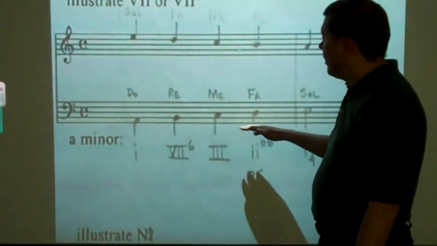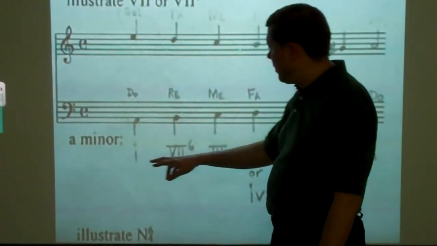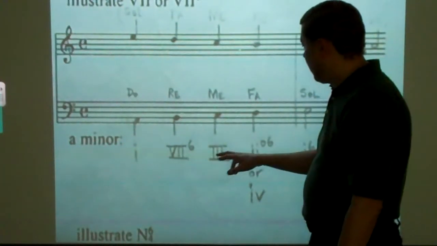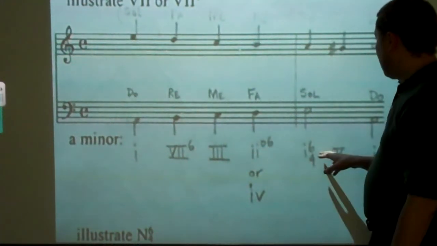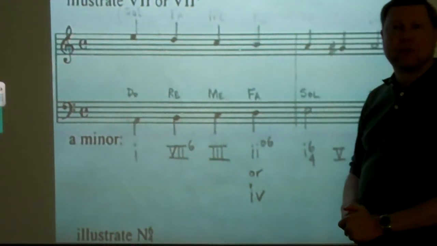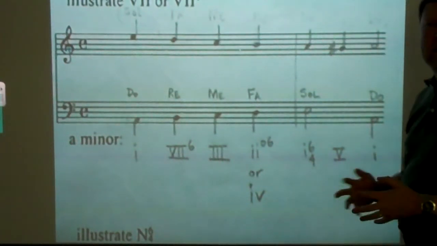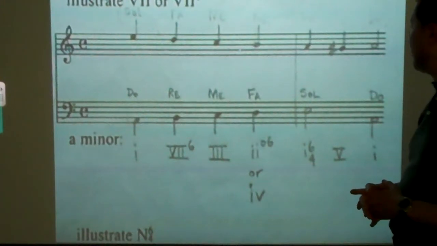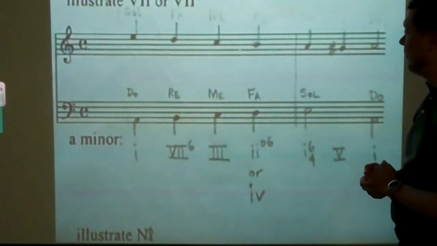With an ascending bass line, I can use the Roman numerals 1, 7, 6, 3, again 4 or 2 diminished 6, and then you can follow with a 5 or a cadential 6, 4, and a 5. And you can eventually go to 1. It depends on how far you want to go with your progression. As long as you end on a half cadence, I think that's sufficient.